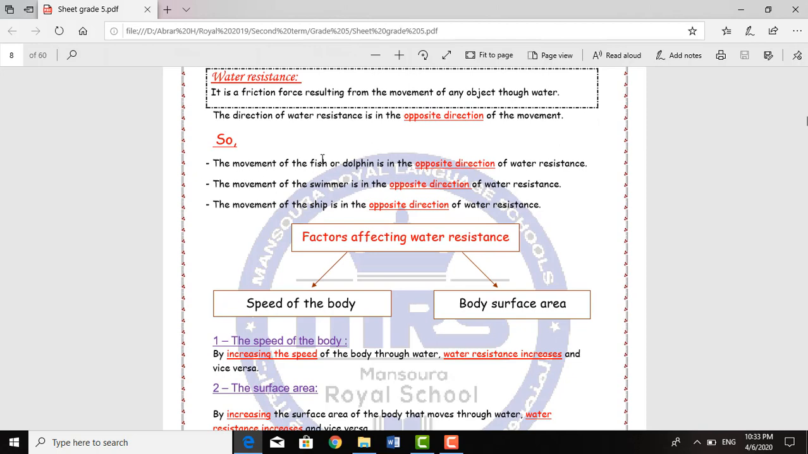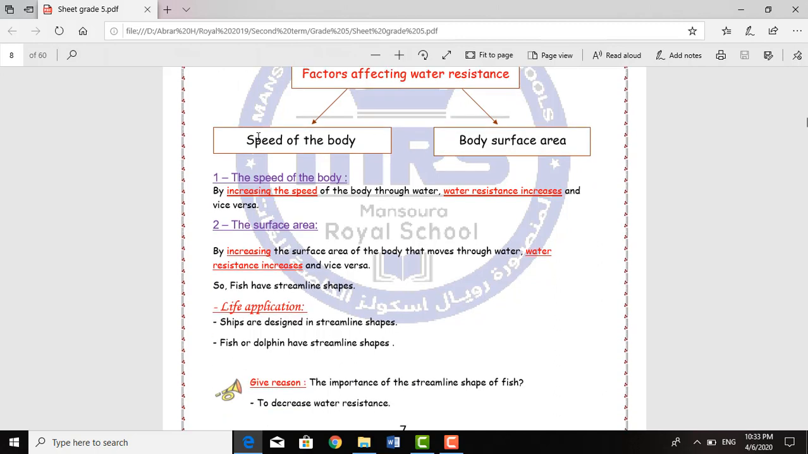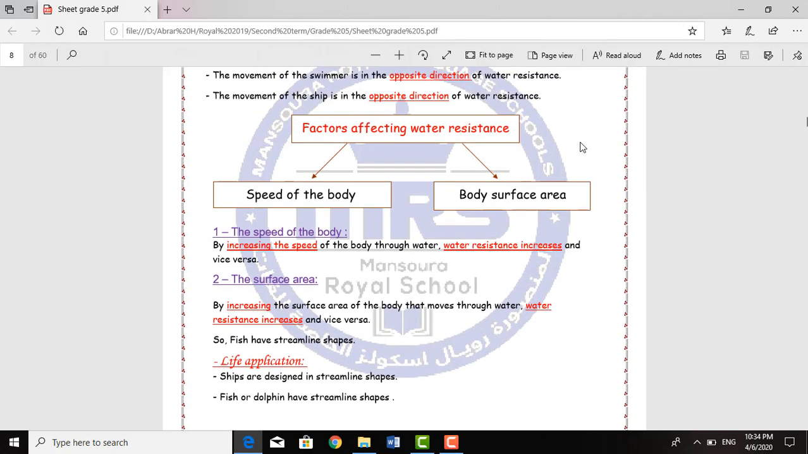The movement of the fish or dolphin is in the opposite direction of water resistance. The movement of a swimmer is in the opposite direction of water resistance. The movement of the ship is in the opposite direction of water resistance. So, what are the factors that affect water resistance? I have two factors affecting water resistance. The first one is the speed of the body. The second one is the body surface area. So it's exactly like the air resistance.